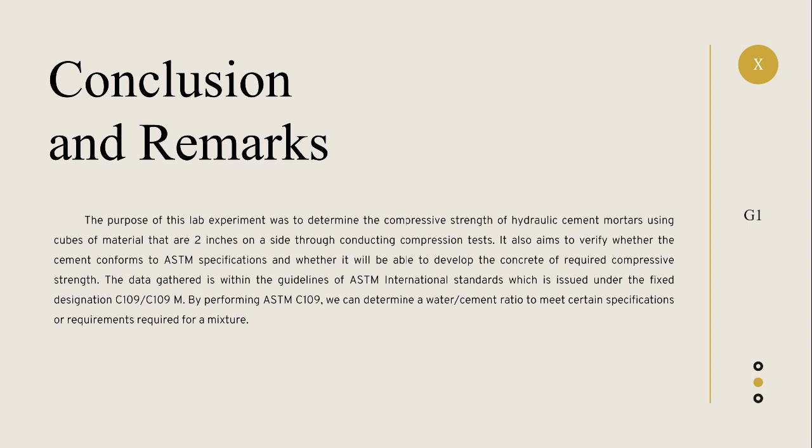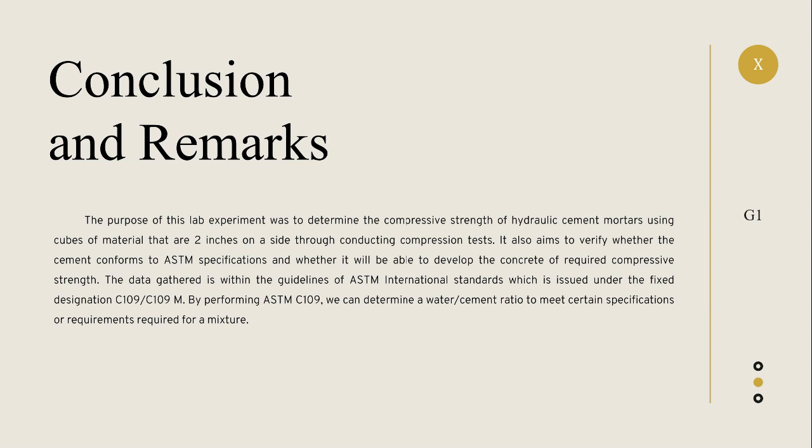The purpose of this lab experiment was to determine the compressive strength of hydraulic cement mortars using cubes of material that are 2 inches on a side through conducting compression tests. It also aims to verify whether the cement conforms to ASTM specifications and whether it will be able to develop the concrete of required compressive strength.